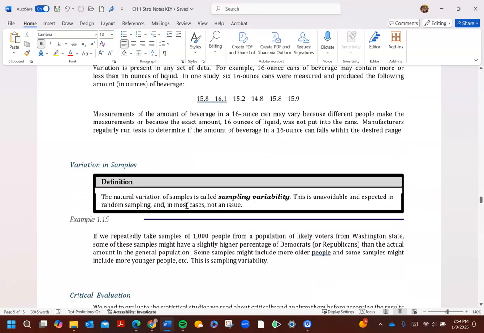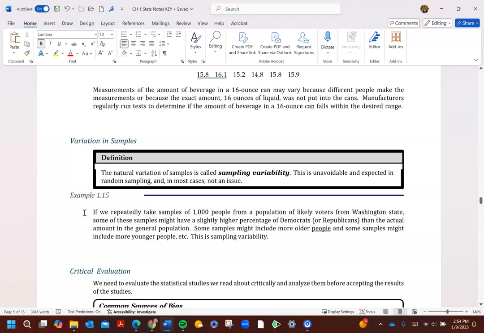The natural variation of samples is called sampling variability. It's usually unavoidable, but a lot of times it's not an issue because, as you can see here, they're probably fine. It's not a big deal. But if you're really having extremes, it is a big deal, especially if it's something that's a safety issue too.